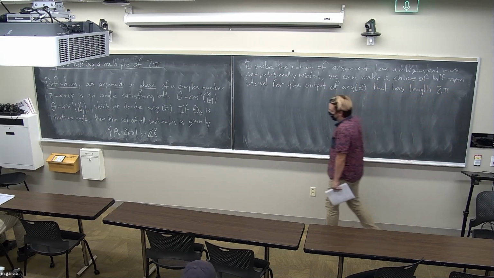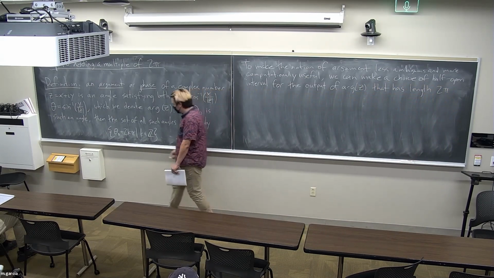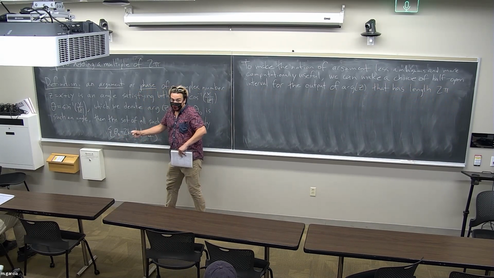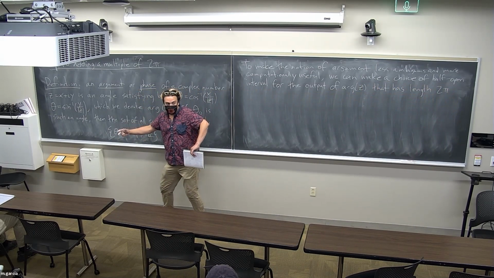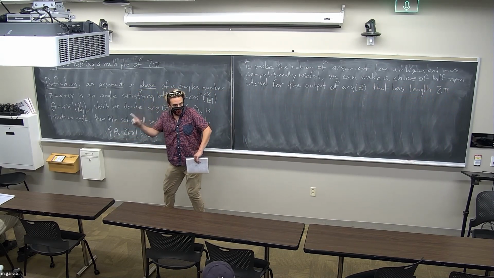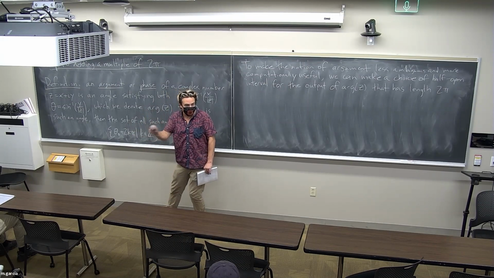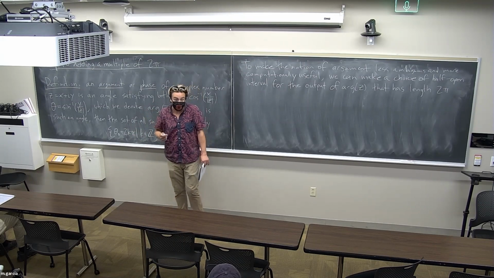That is to say, I want to choose just something around some value theta naught, some range around theta naught that just contains one angle for each possibility of a complex number lying on that angle, or being characterized by that angle. Okay?